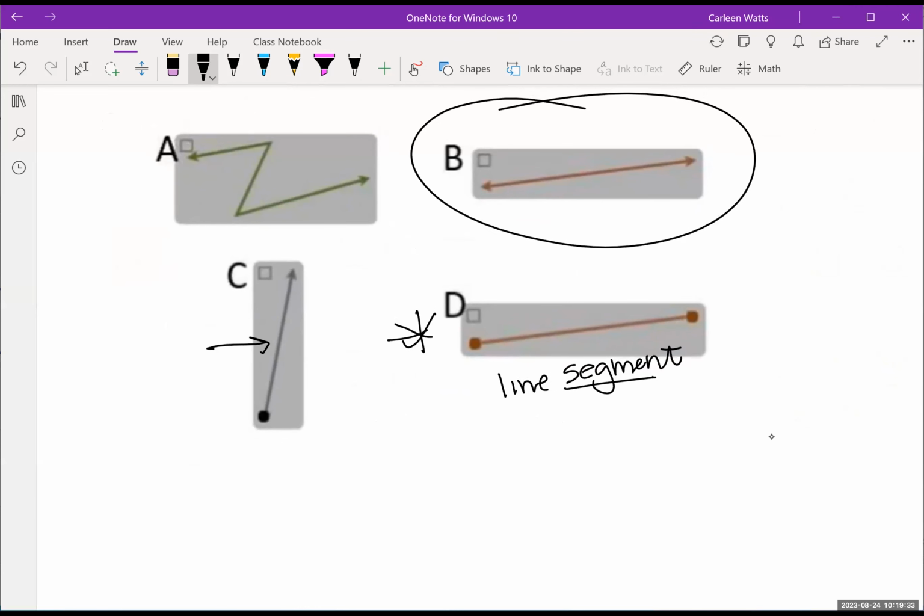This one is, I'll give you a hint. Here's the sun. This starts at the sun, goes on forever. We call this a ray of sunshine, right? This is a ray.